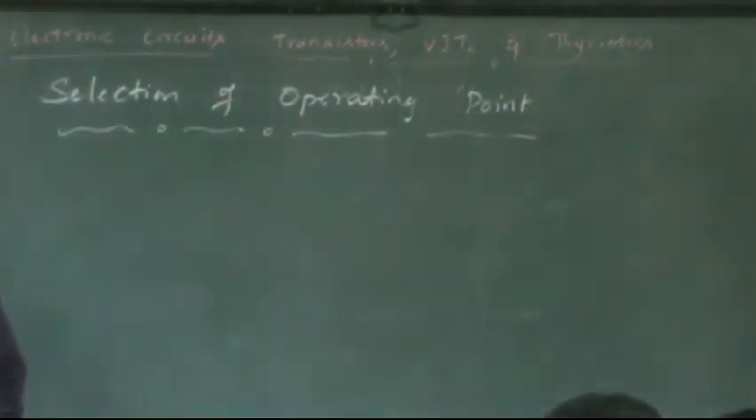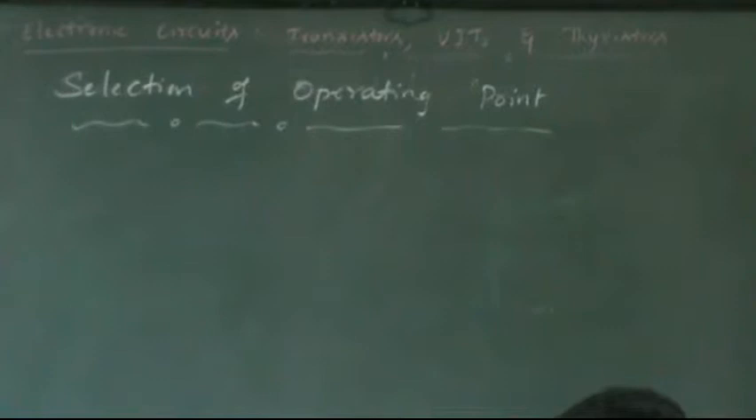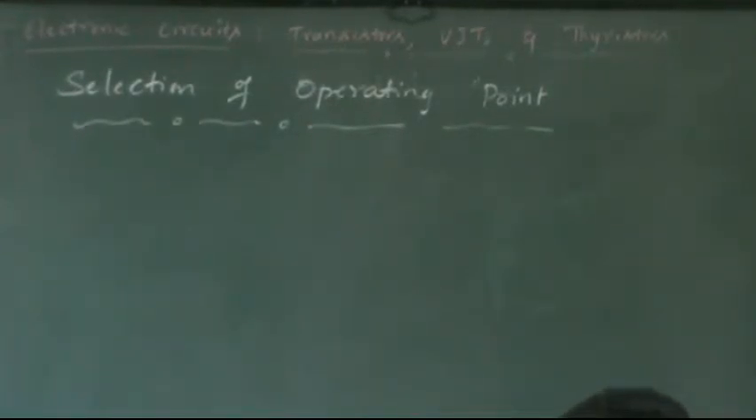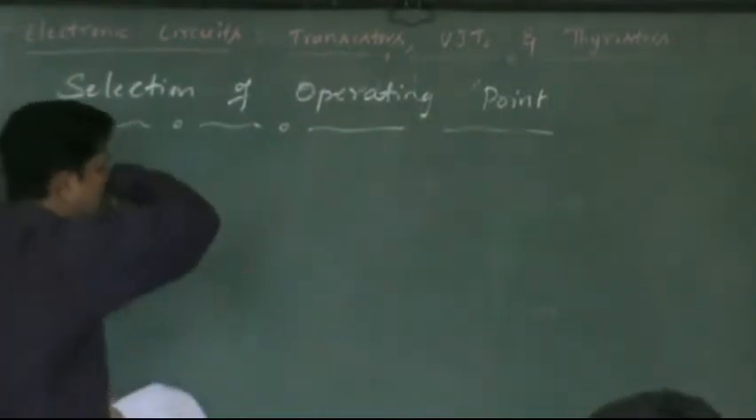It is essential that the operating point must be in the active region. But how do you fix the operating point in the active region? For that you need to have biasing circuits. You will see that here. Okay, what is the method of selection of an operating point?